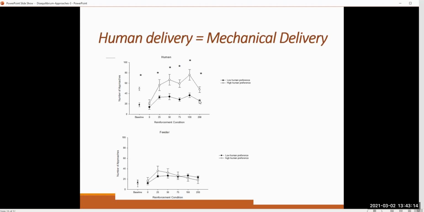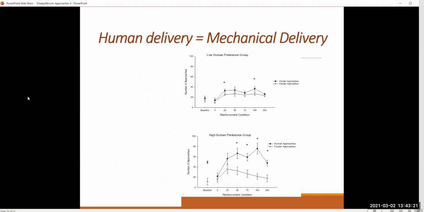These guys never really did get much below that because they weren't approaching very often anyway. We can look at the low human preference group. No difference between their human approaches and their feeder approaches. Here's our high human preference group. Here are their feeder approaches or human approaches. Here are their feeder approaches.